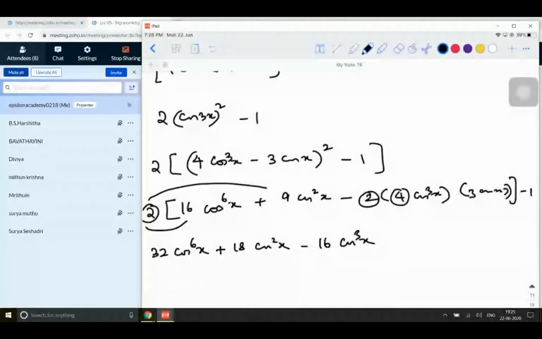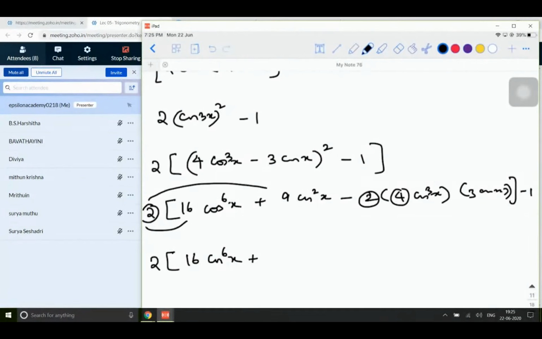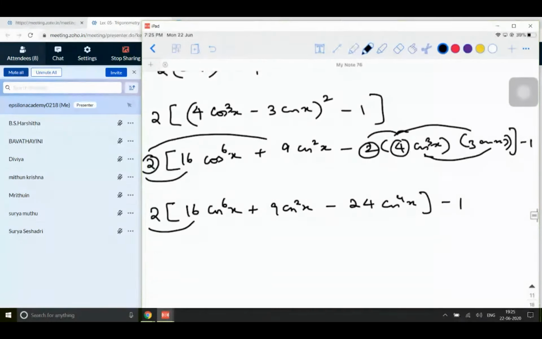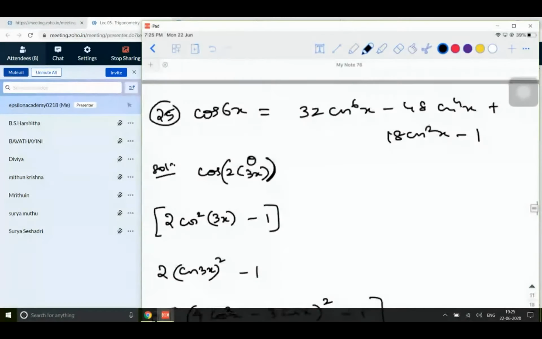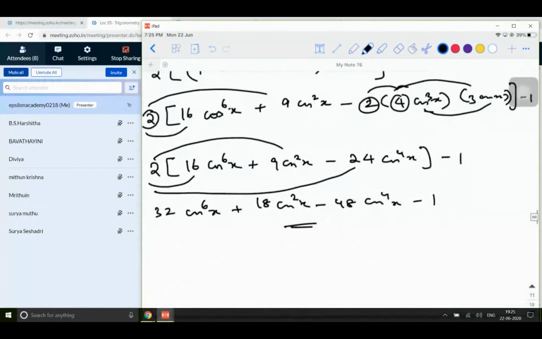Oh, I missed one. Wait. I'll write an extra step. I'm sorry about it. So 2 into 16 cos power 6x plus 9 cos square x minus 2 into 4, 8. 8 into 3, 24. 24 cos cube x into cos x is going to be cos power 4x minus 1. So 2 into 16, 32 cos power 6x plus 2 into 9, 18 cos square x plus 2 into 24 minus 48 cos power 4x minus 1. Is this the required answer? This is what we are supposed to prove? Right? That's it.